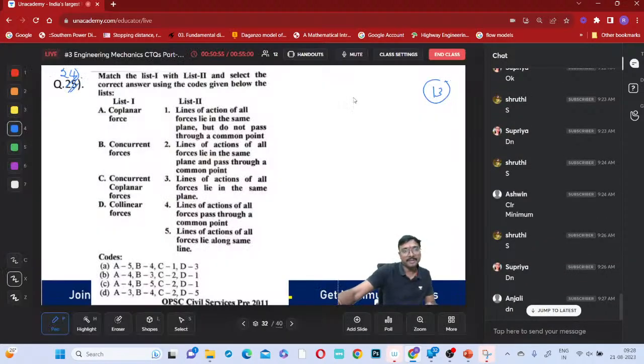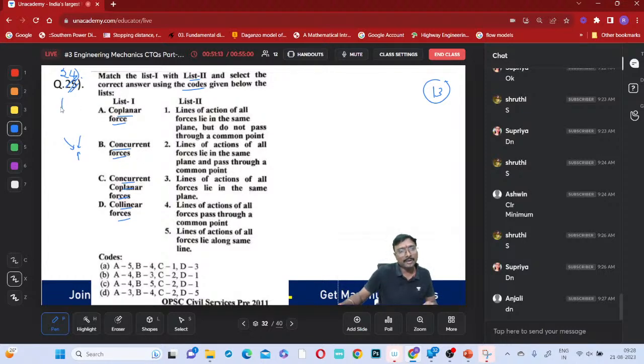Right, you can say match the list 1 and the list 2. Select the correct answer using the codes given below. Coplanar forces, concurrent coplanar forces, collinear forces. Concurrent is nothing but all forces meeting at a single point. That is concurrent forces.